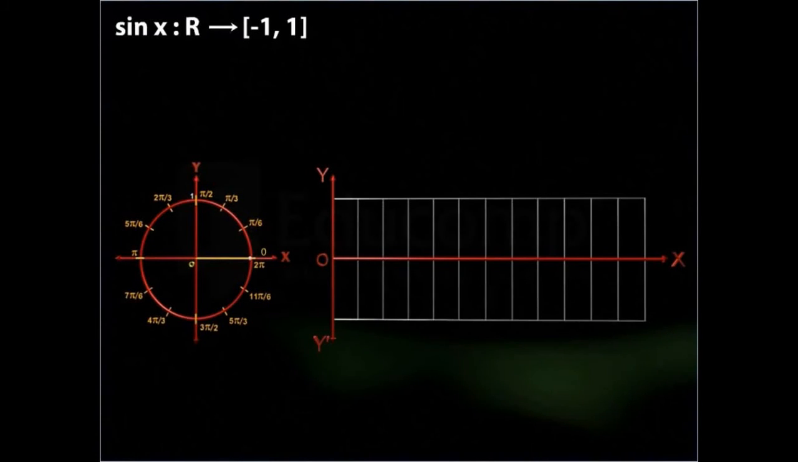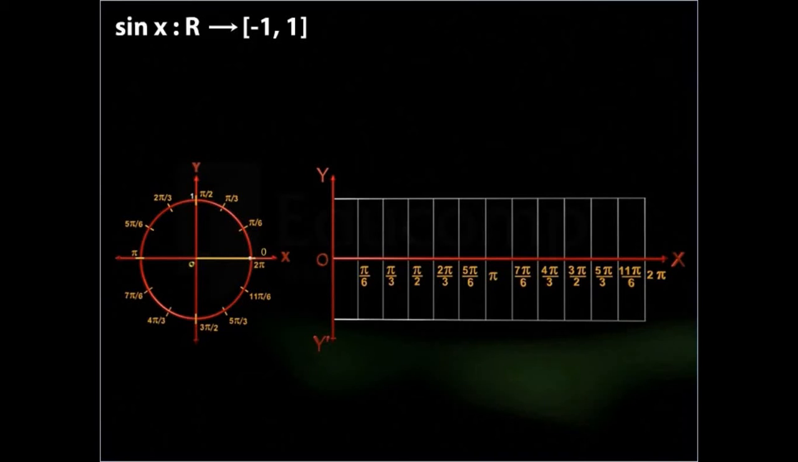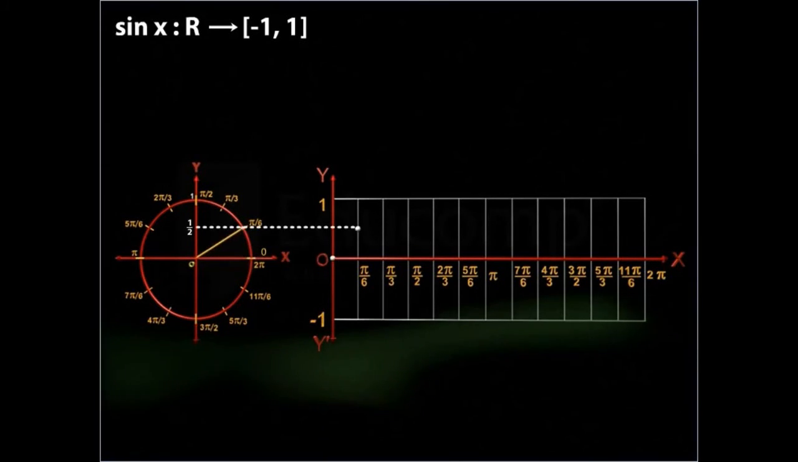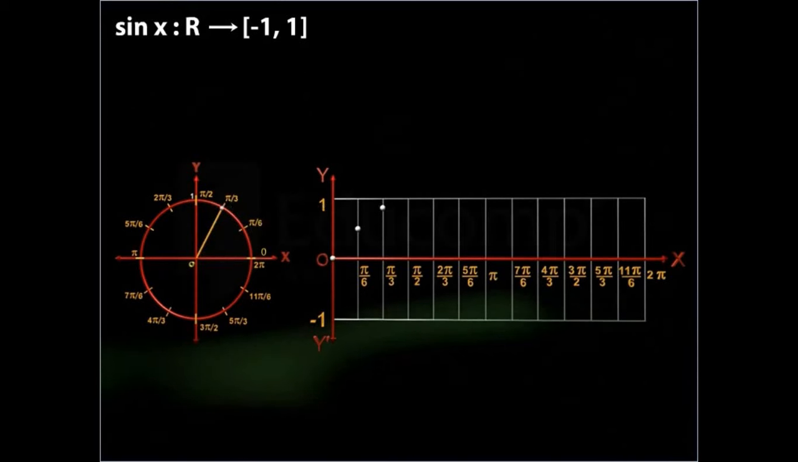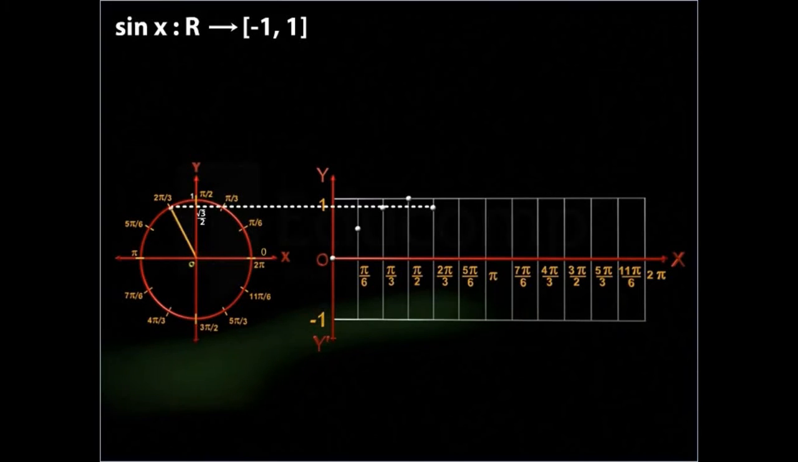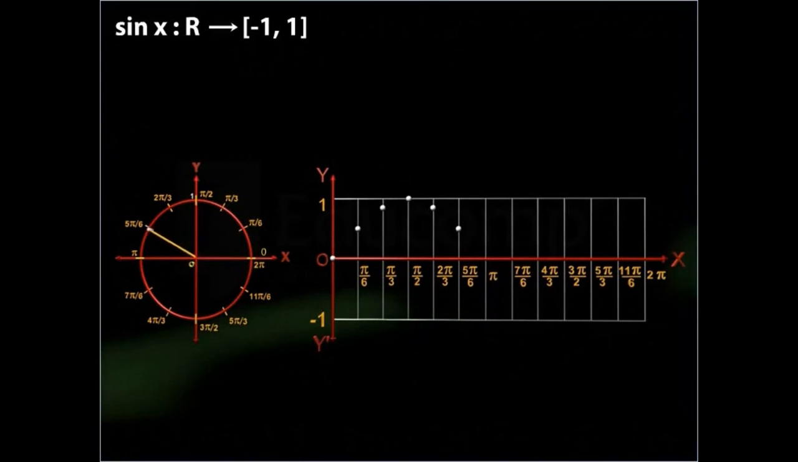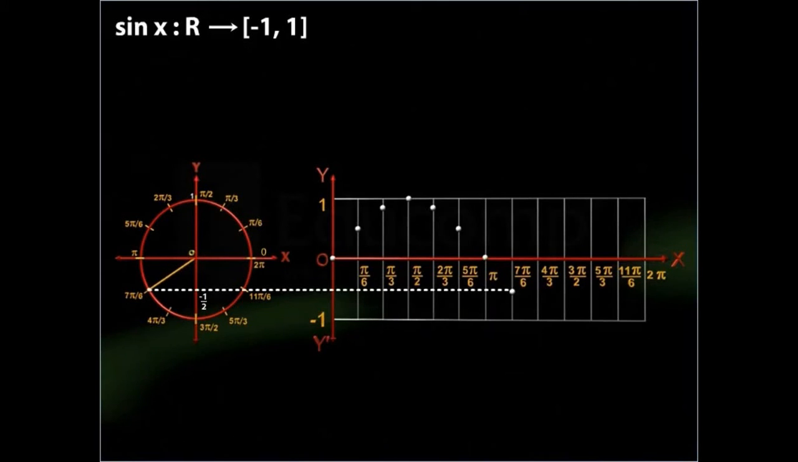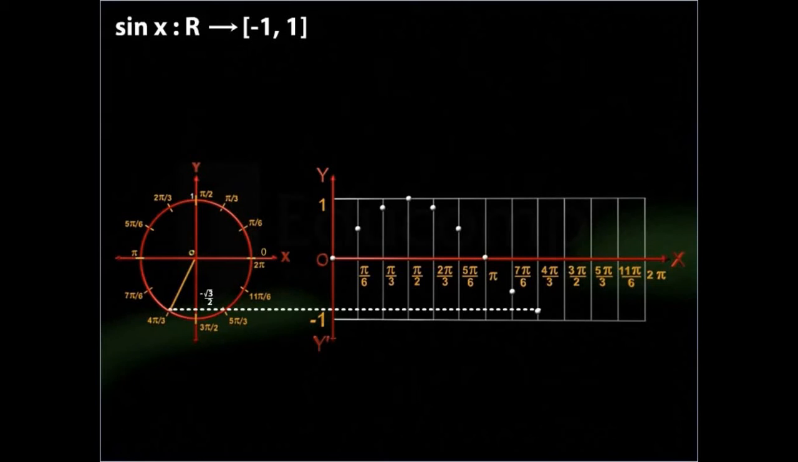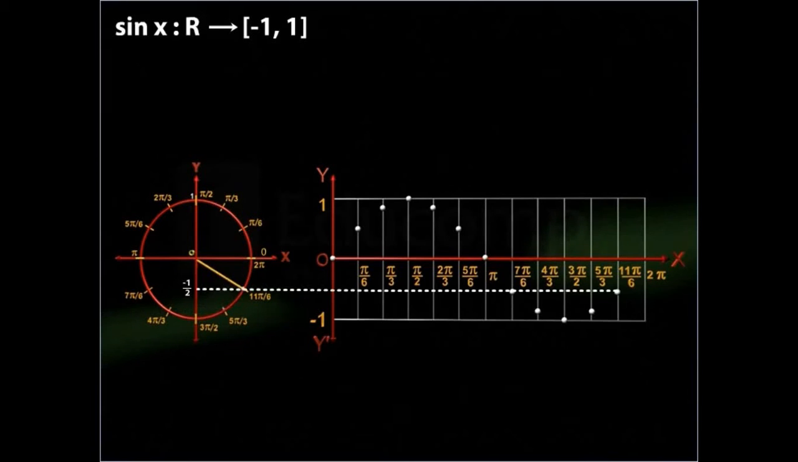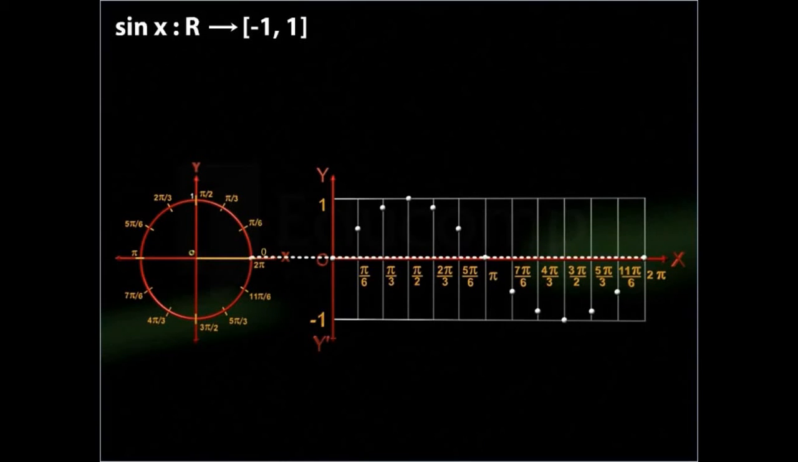Now, if you represent the domain of sine function on x-axis and its range on y-axis, and then you locate some characteristic points representing the domain and corresponding range in the closed interval 0 to 2 pi, and connect them with a continuous line, you will obtain the graph of sine function.